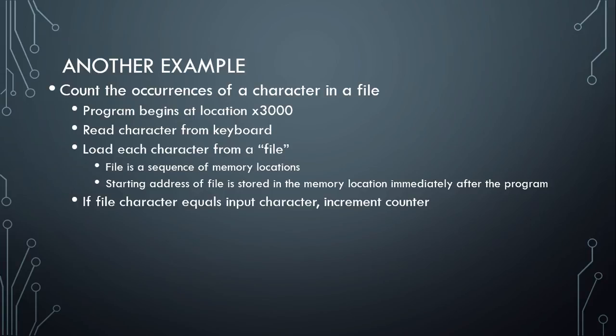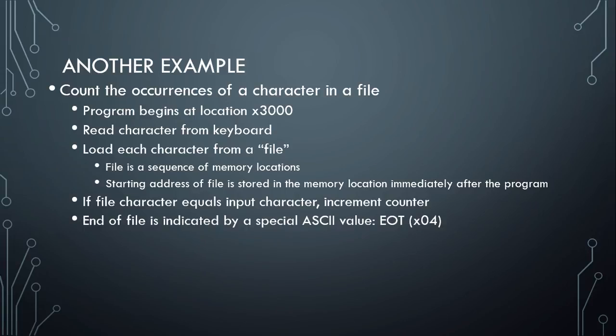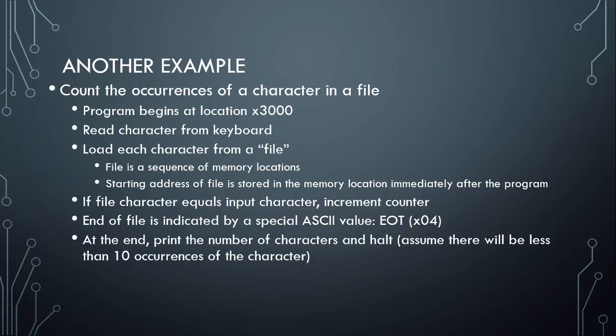So pretty much what that says is, hey, since we're looking for the letter lowercase a, and in this program file I just found an instance of it, oh well, that means there's at least one. And then when it goes to the next one, it's going to make it 2, and then 3, and then 4, until it reaches the end of the file. Now, the end of file is indicated by a special ASCII character value. We have x04, so that's pretty much the end of the file. At the end, print the number of characters and halt. Assume there will be less than 10 occurrences of the character.